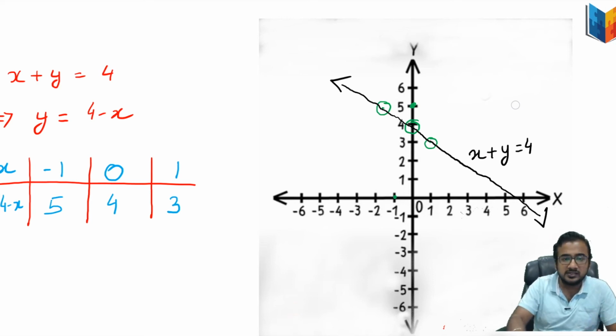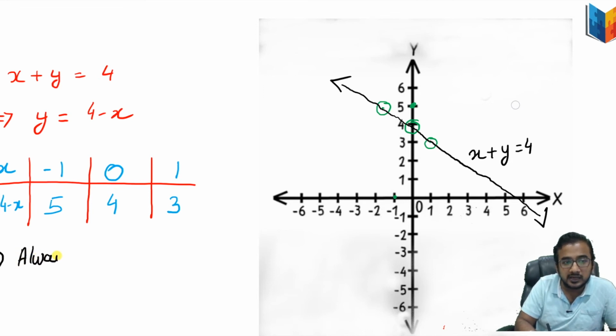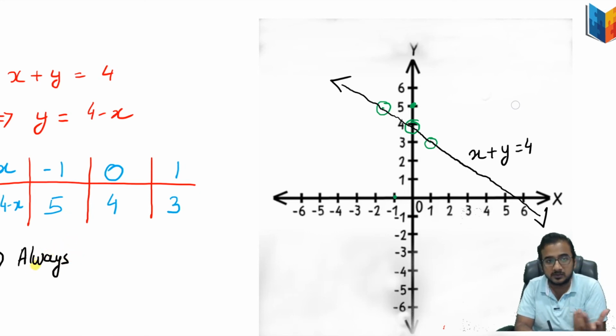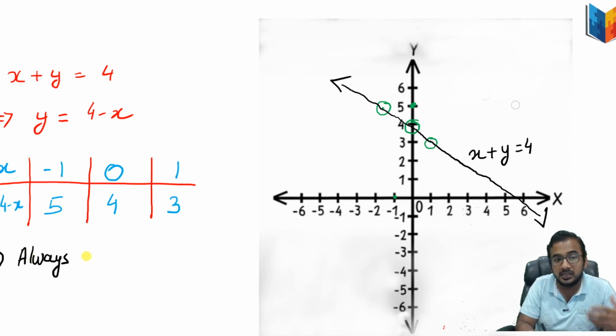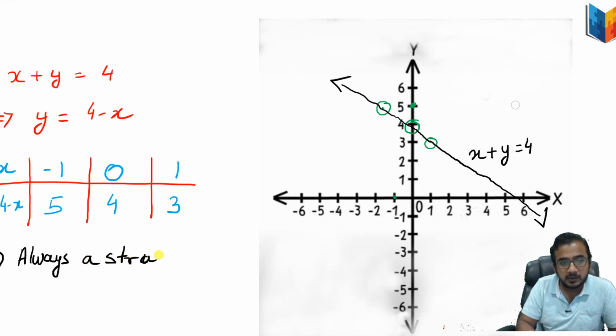So a key point you all have to understand when I'm talking about this graph. First, I will write three basic points. The graph in which we are studying is always a straight line. But when we go to higher classes, you will see something different. Currently, what we are studying is linear equations in two variables, so it will always be a straight line. Remember that.